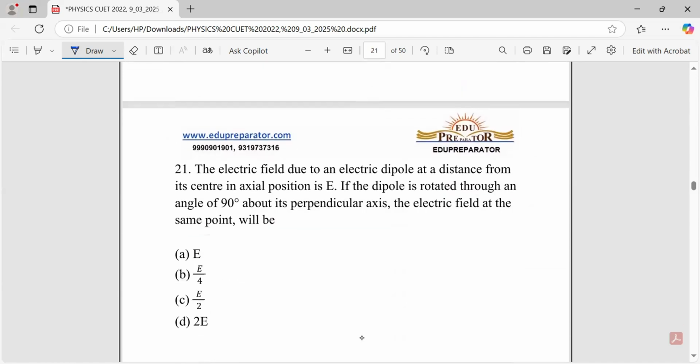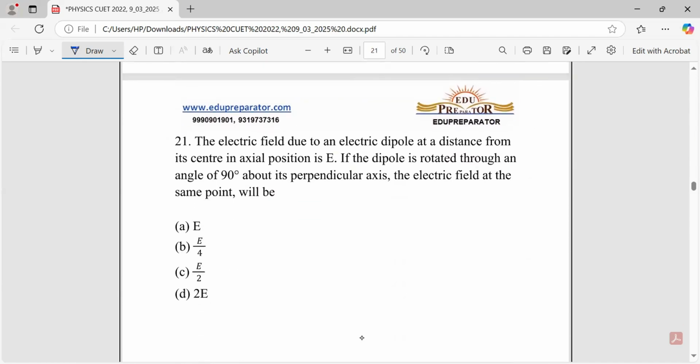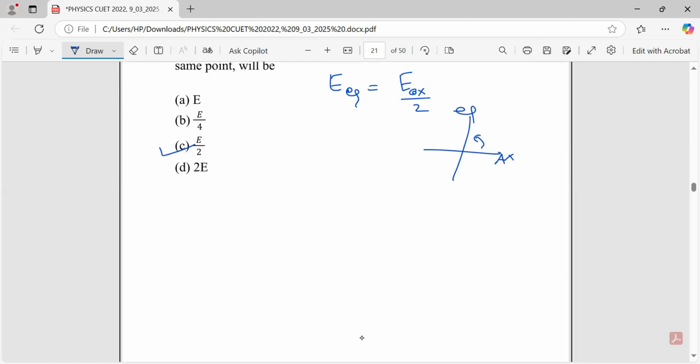So let's move to question number 21. Question number 21 involves the concept of electric dipole. We know that an electric dipole has two major points, one on the axis and second on the equatorial line. Electric field on the equatorial line is equal to electric field on the axial line by 2, so half of the axial electric field. And the question says the dipole is rotated by 90 degrees. So if you rotate the dipole by 90 degrees, you move from the axial point to the equatorial line. Because of this, the answer will be E by 2.